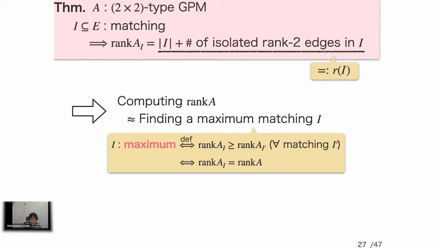So by this theorem, we can say that our problem, computing rank A, is equivalent to the problem of finding a maximum matching I, where I is said to be maximum if its rank is maximum among all matchings, or equivalently its rank is equal to the rank of A. So our problem can be reduced to the problem of finding the maximum matching by this theorem.